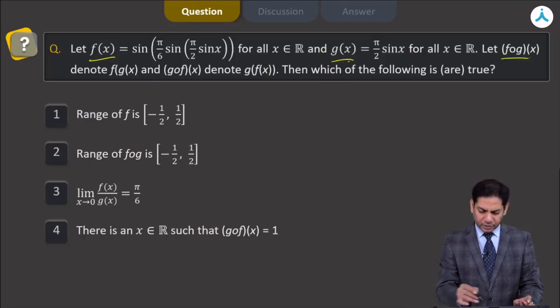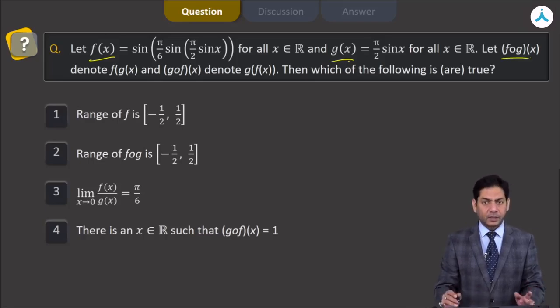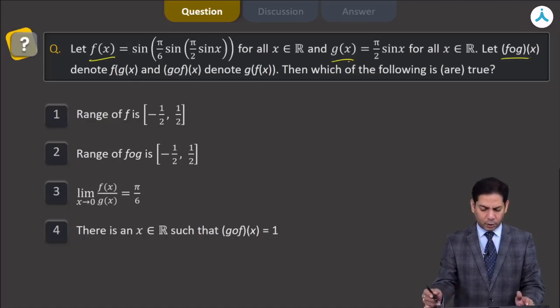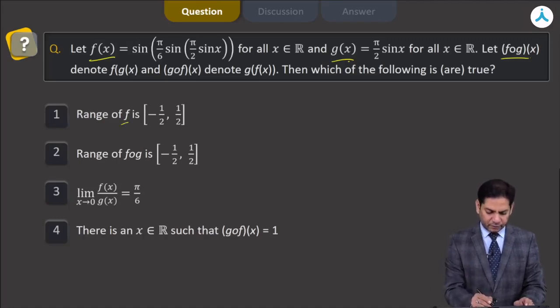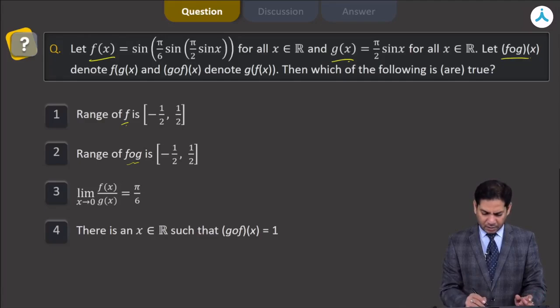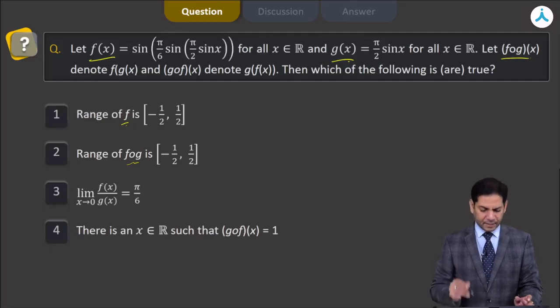f of g of x denotes the composition f of g of x, the standard notation, and g of f of x also the standard notation. Then which of the following is or are true? Options are about the range of f, the limit of f of x upon g of x when x approaches 0 equal to pi by 6, or the existence of some x belonging to R such that g of f of x is equal to 1.